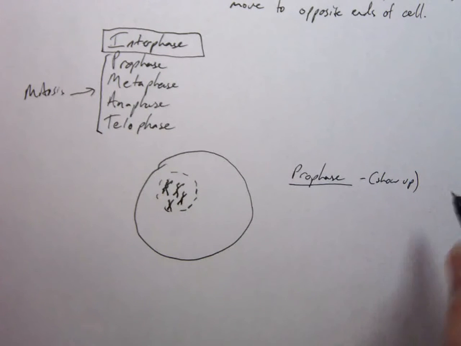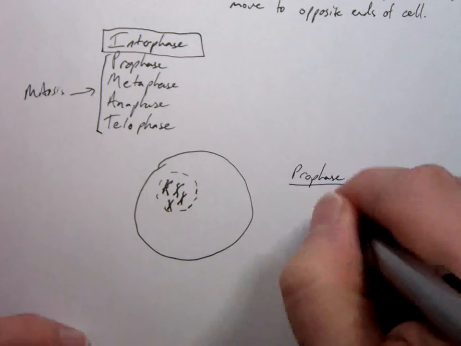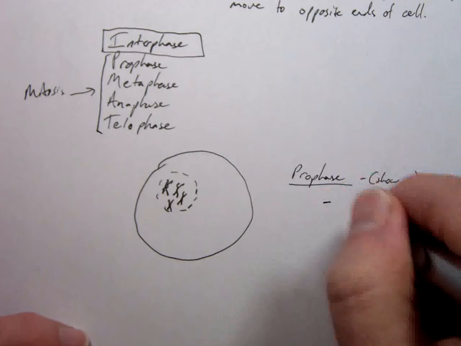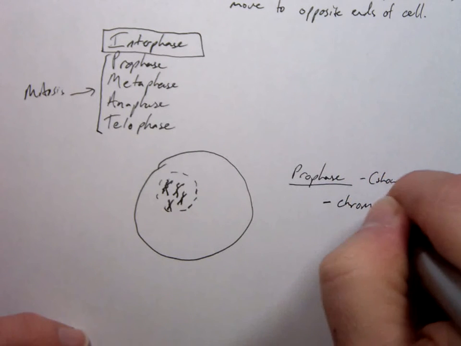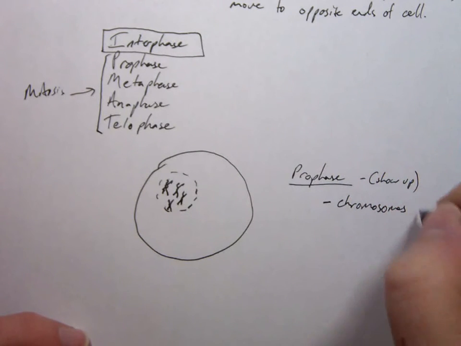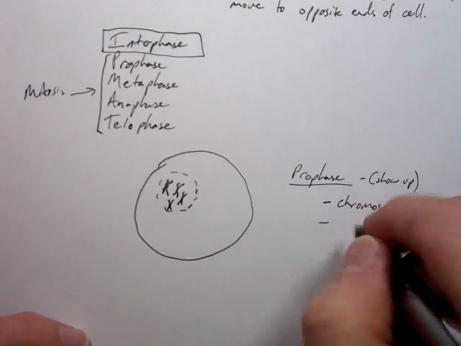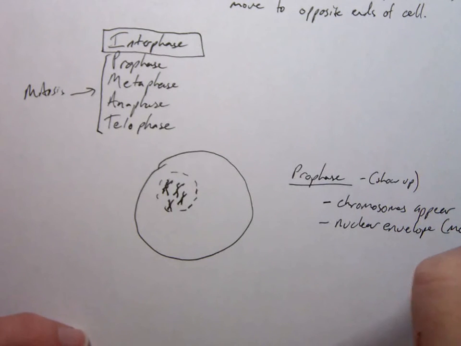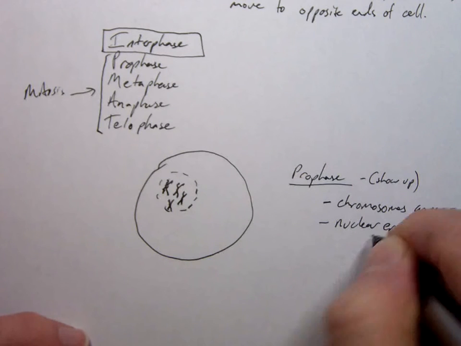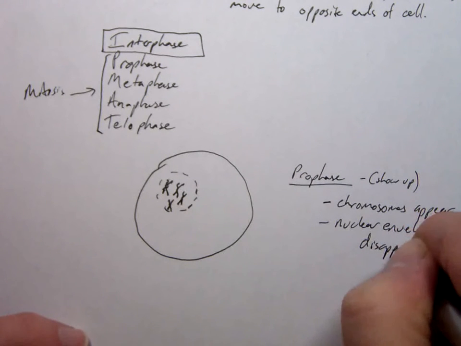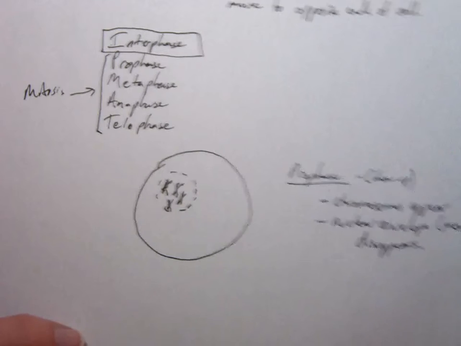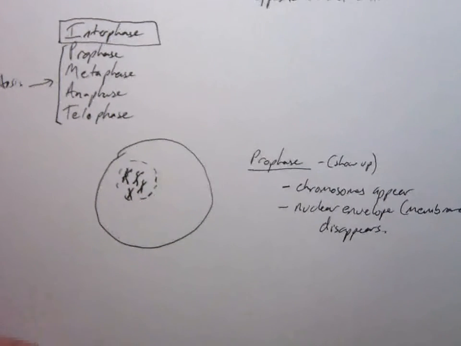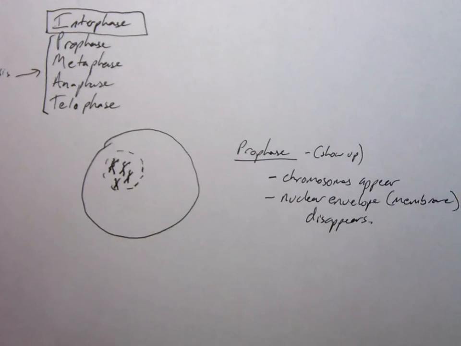Prophase. Chromosomes appear, and the nuclear envelope or membrane disappears. So we have the chromosomes appear, and the nuclear membrane, or sometimes called envelope, disappears.